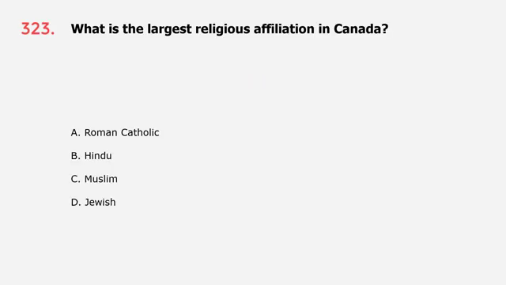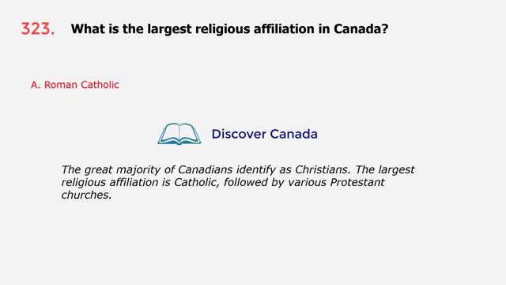Question 323. What is the largest religious affiliation in Canada? A. Roman Catholic. B. Hindu. C. Muslim. D. Jewish. The answer is A. Roman Catholic.